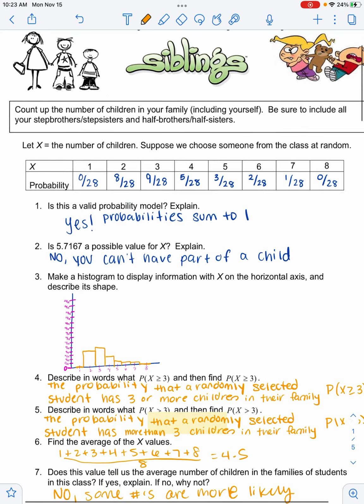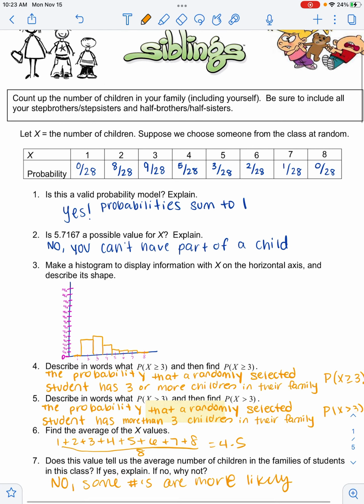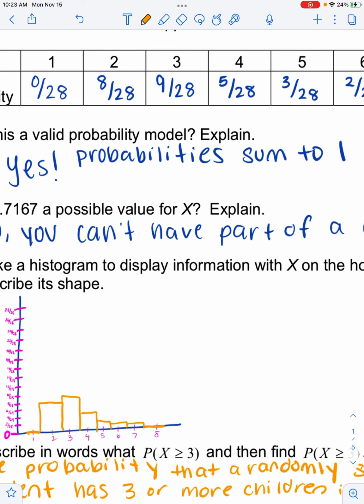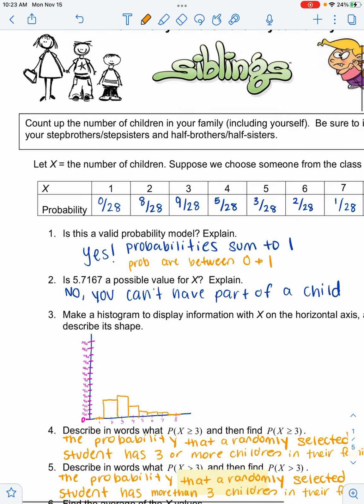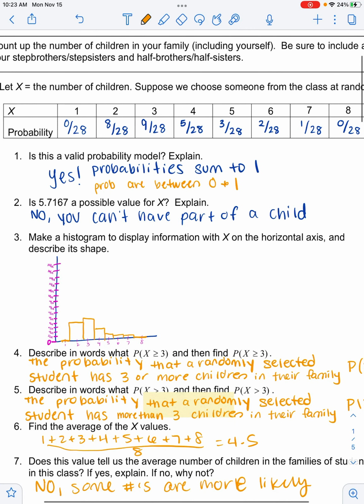I'm going to go through this. Question 1, is this a valid probability model? Hopefully you said yes, because the probabilities all sum to 1. And remember, there's a second thing that we look for too, and it's that all probabilities are between 0 and 1. So remember, we cannot have negative probability, so that's another thing that we look for.